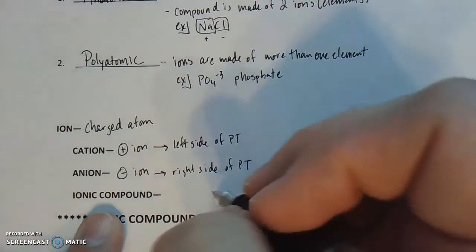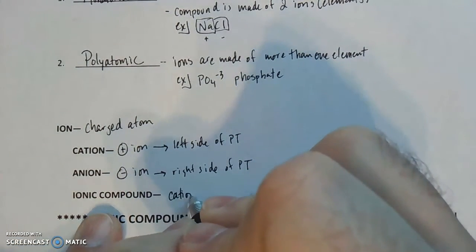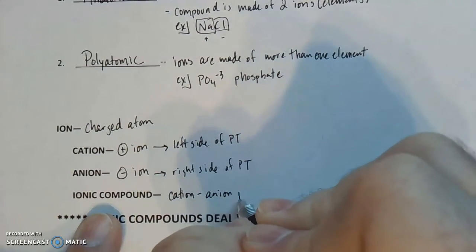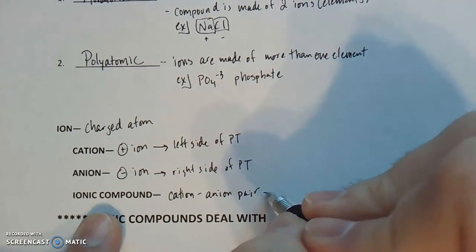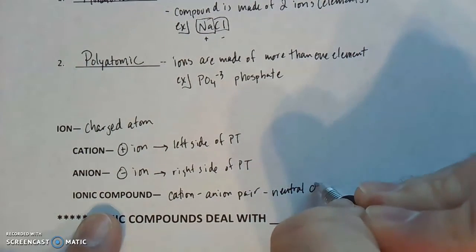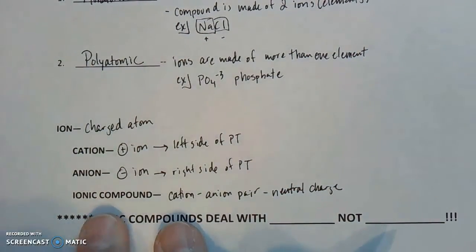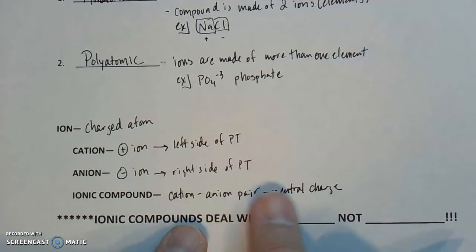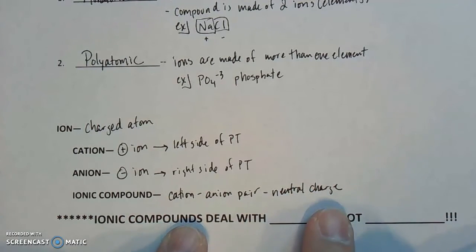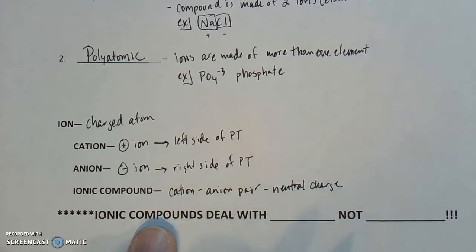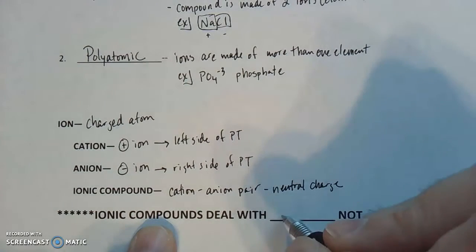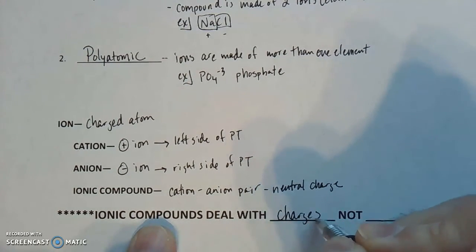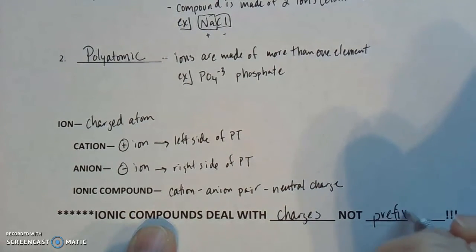So an ionic compound is a cation anion pairing. And it has a neutral charge. So that means that we have to have the correct ratio of positive and negative ions to make it neutral. And if you remember when we talked in a previous video, we said that charges were what we had to deal with. So ionic compounds deal with charges, not prefixes.